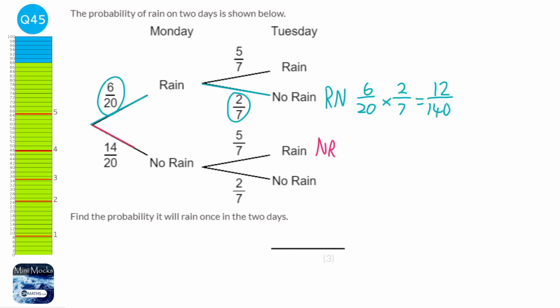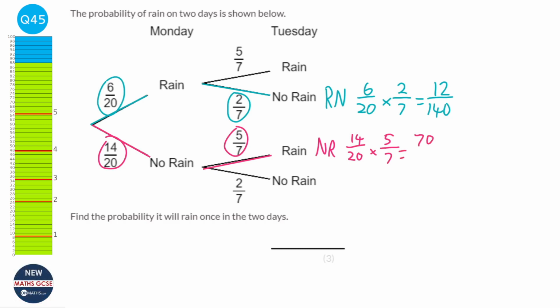And to work out the probability, it will not rain on Monday and rain on the Tuesday. We're just going to multiply the 14 over 20 by the 5 over 7. And so that'd be 14 over 20 times 5 over 7. And that will give us 70 over 140.